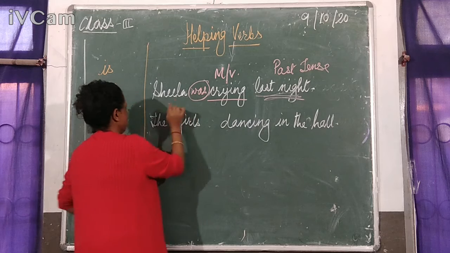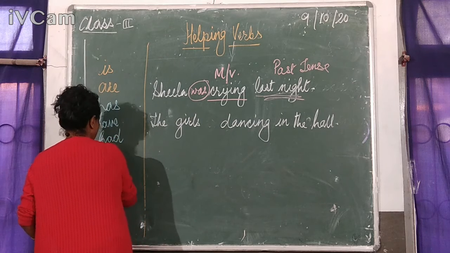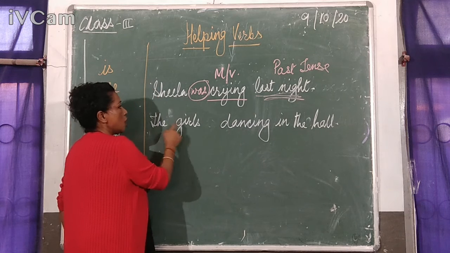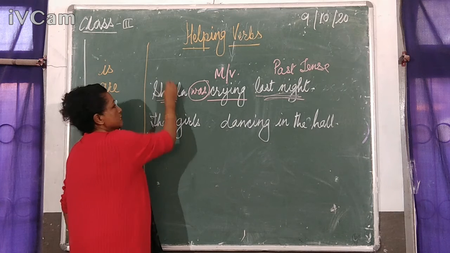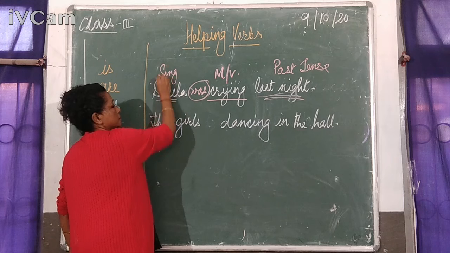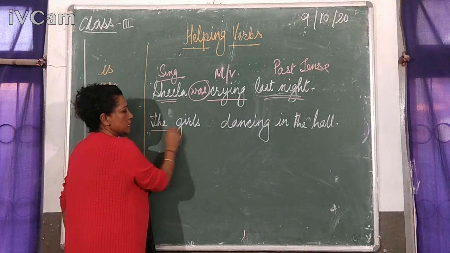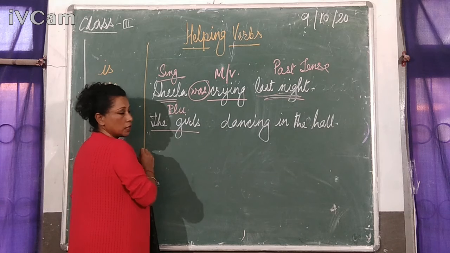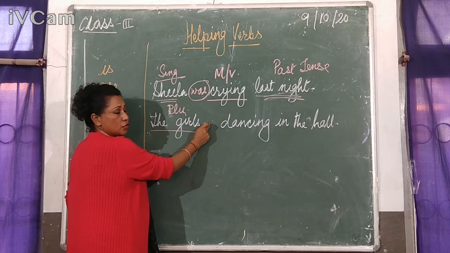Past tense and present tense, I'll explain later. Now look here, Sheila is one, isn't it? This is singular. And the girls, how many are you talking about? You're talking about plural, all right? So which helping verb will you use here?